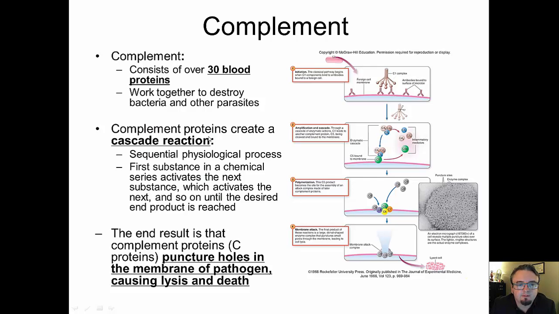And the last example here is another type of antimicrobial protein. These are called complement proteins. Complement proteins work in conjunction with the third line of the immune system. So they actually work in conjunction with antibodies, which are produced by the third line of the immune system. So these typically take place as kind of a combination between the specific and the non-specific. So they're technically part of the non-specific.